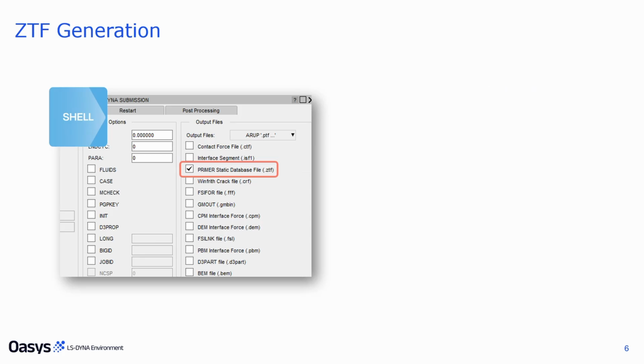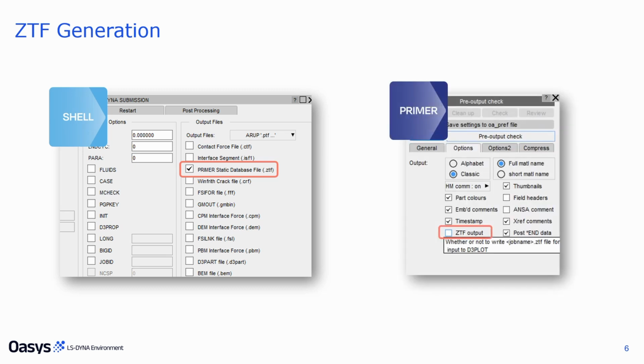While using Shell is the most automated approach, there are also times when you might need to create or update a ZTF file manually. For example, if you change the include file structure but did not touch any other keywords, but you don't want to rerun the simulation, just to update the model in DFlip. You can quickly generate an updated ZTF file in Oasys Primer. For that, we'll now turn to Oasys Primer, where you have a couple of options for doing this.